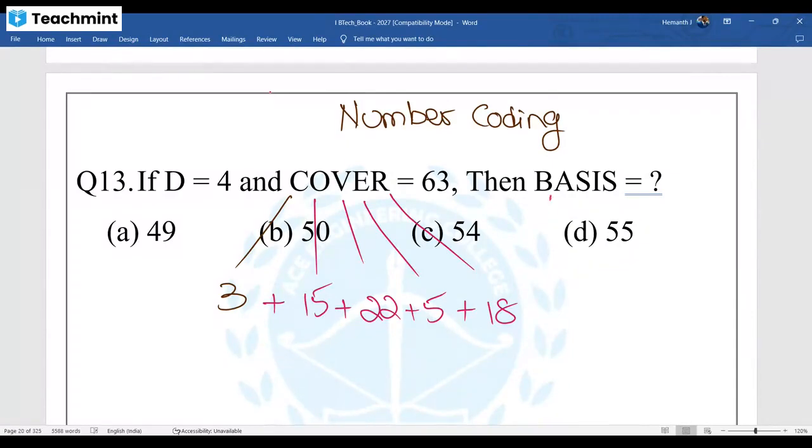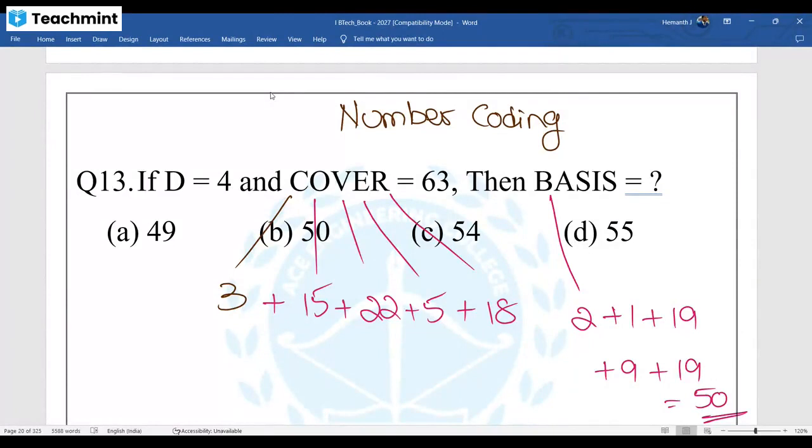Now coming to basis: B value 2, A value 1, S value 19, I value 9, S value 19. Adding all, hope you got 50. 50 is the answer. Don't just tick mark option B correct, option C correct, not like that. Please note down the solution clearly. We'll check your notes here and there. That's why we kept some space after each question in the booklet, to note down the solution clearly.